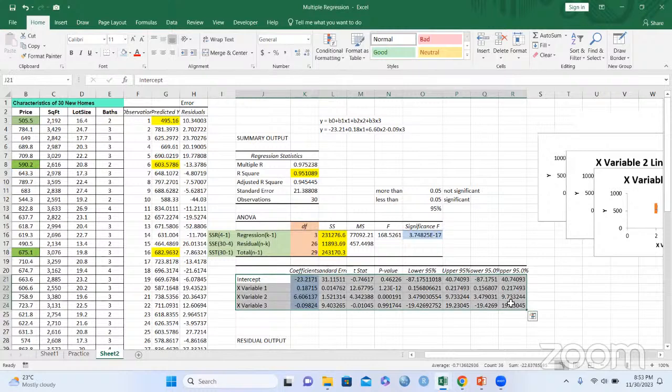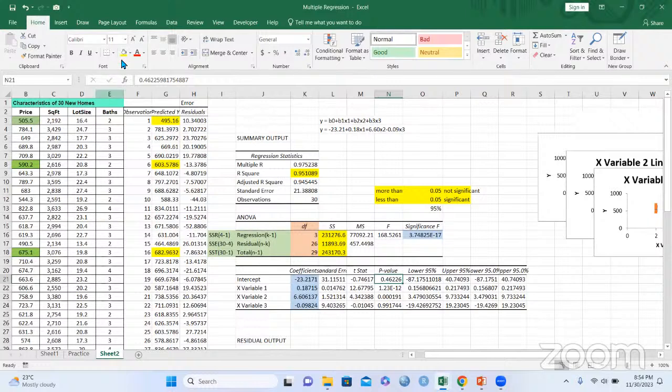There are 2 checks for that. If you see p values, as I've mentioned, if it is more than 0.05, it is not significant. If it is less than 0.05, it is significant. If you see the intercept value, what is the p value for intercept? 0.46. Is it more than 0.05 or less than 0.05? More than 0.05. So is it significant or not significant? Not significant. Exactly, it is not significant.